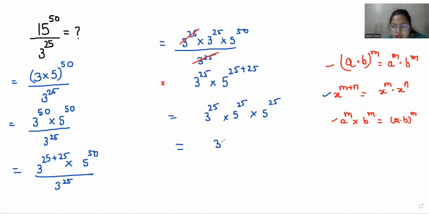So we can write 3 times 5 whole power 25. 3 times 5 is 15 and 15 times 5 is 75. So 75 whole power 25.